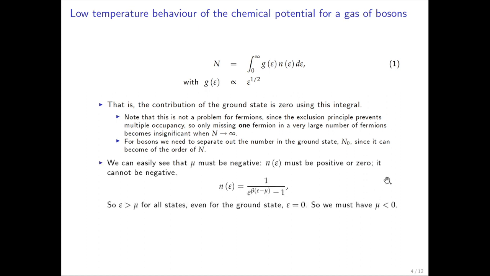Now, we have to think about the chemical potential too, because it's really easy to see that the chemical potential mu has to be negative for bosons. We mentioned this in an earlier lecture, but let's just go through that again. The number in state epsilon has got to be positive or 0. It can't be negative, of course. And so there's the Bose-Einstein distribution function. In order for this to be positive, epsilon has to be bigger than mu, so this is positive here.